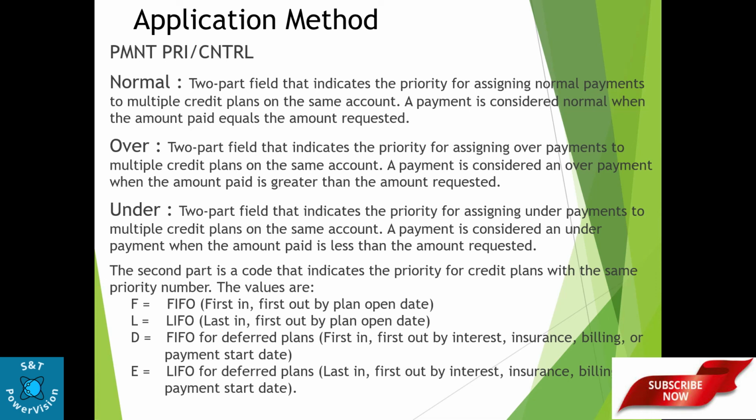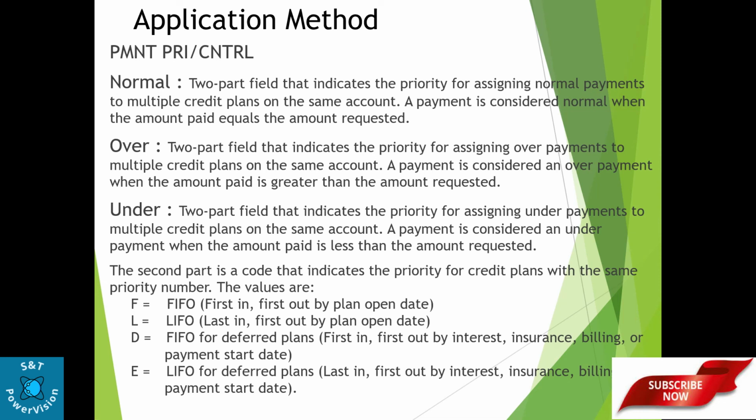So payment priority control. So what is the normal payment here? Normal means a two-part field that indicates the priority for assigning normal payment to multiple credit plans on the same account. The payment is considered normal when the amount paid equals the amount requested. Over means a two-part field that indicates the priority for assigning overpayment to multiple credit plans on the same account. A payment is considered an overpayment when the amount paid is greater than the amount requested here. Under means a two-part field that indicates the priority for assigning underpayments to multiple credit plans on the same account. A payment is considered an underpayment when the amount paid is less than the amount requested here.